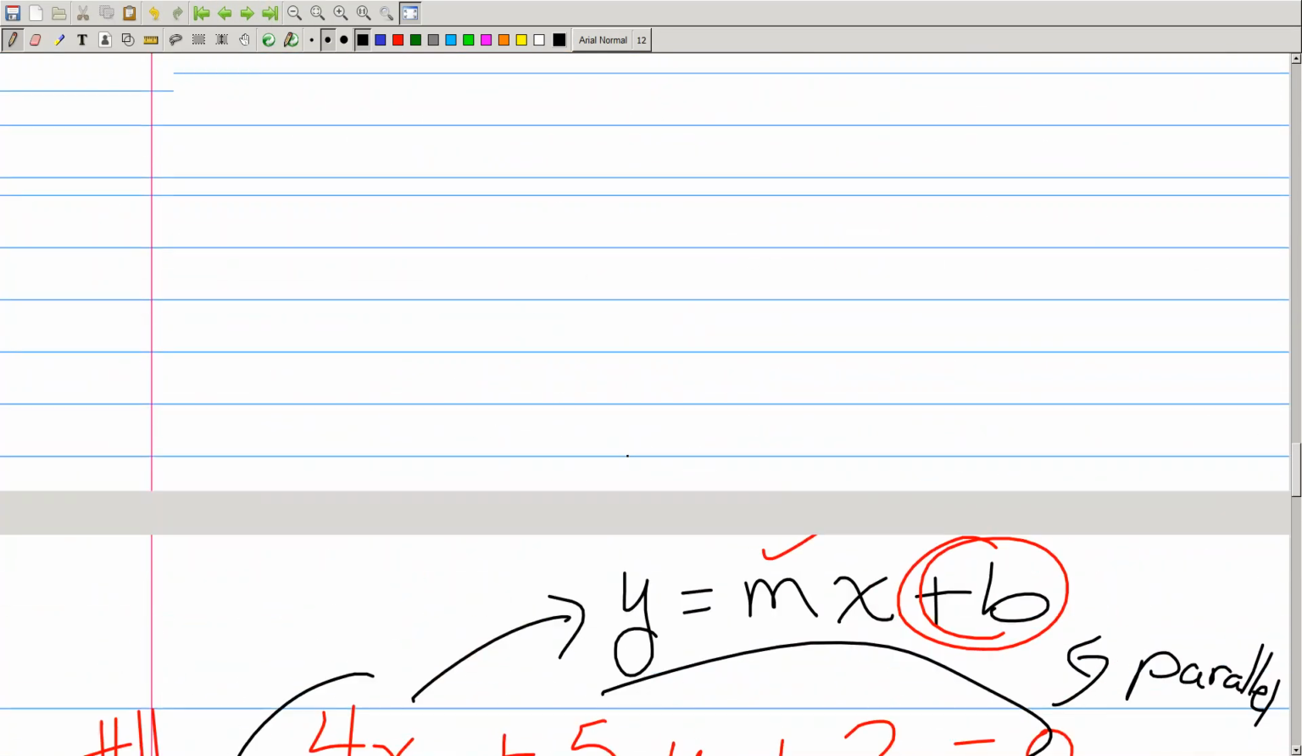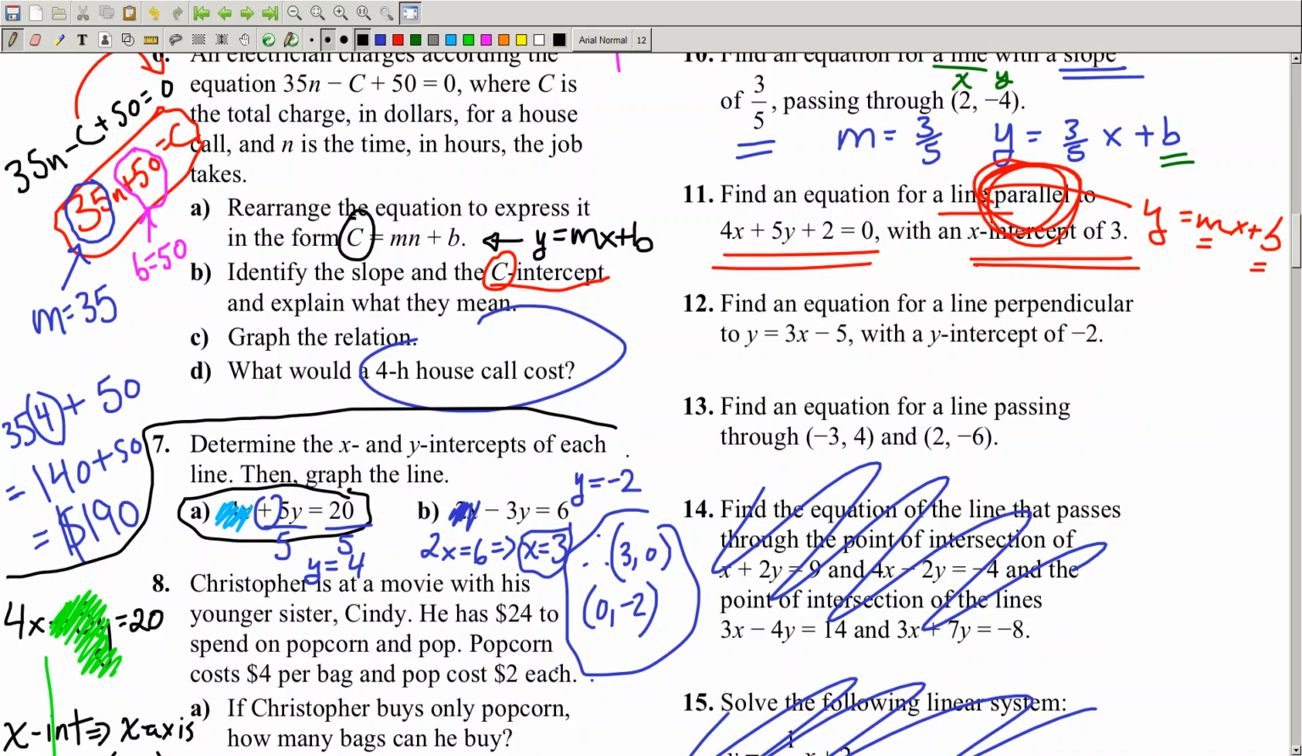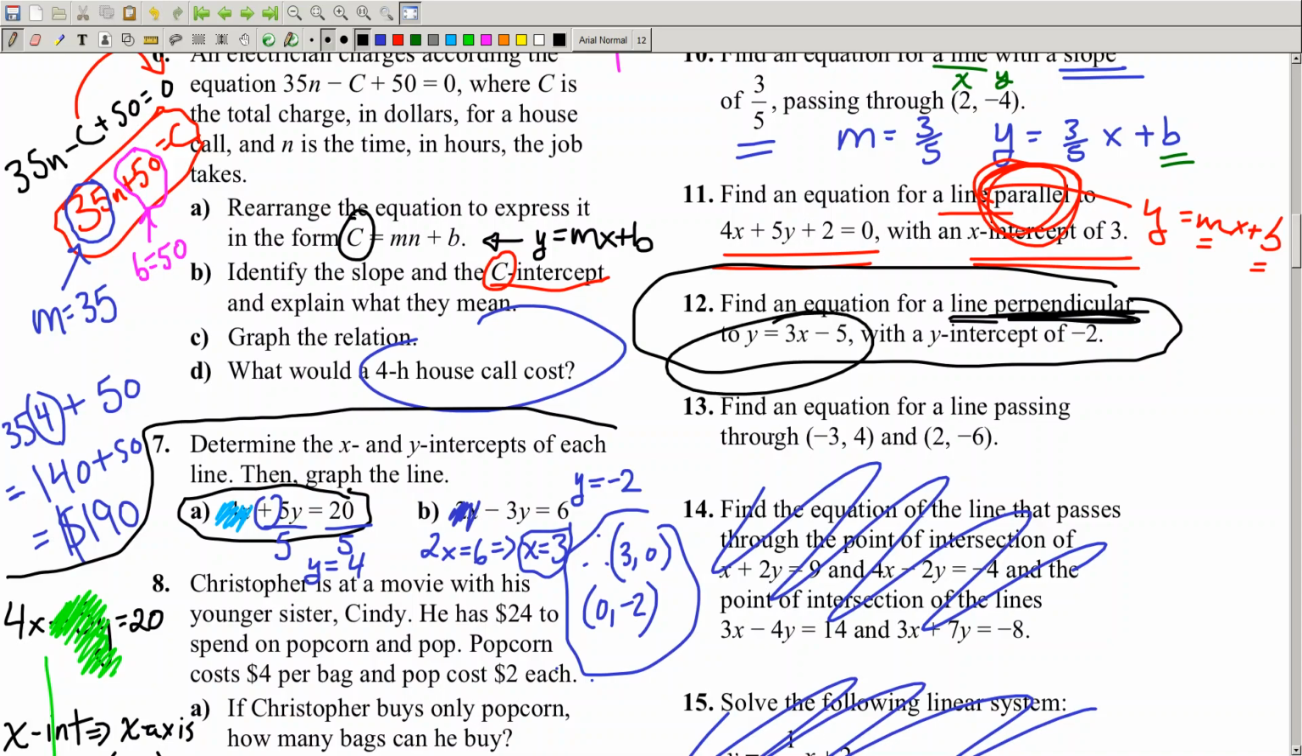So now, in the next question, number 12, what I need is the equation of a line, mx plus b, that's perpendicular to this line, and has a y-intercept of negative 2. How nice is that? They give you the y-intercept. So b is negative 2 right away. Now, how do I get the equation of a perpendicular line? Well, that means I take the slope of this line and flip it. So I take this slope, which is 3 over 1, and the slope of my line, since it's perpendicular, is going to be negative 1 over 3.